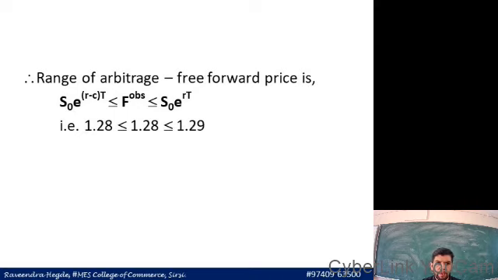So therefore the range of arbitrage-free forward price is, let us write the formula first, F_obs lies between S naught e raised to (r minus c) into t and S naught e raised to rt. So F_obs is given by 1.28, and here also I have 1.28, and here we have 1.29. I have taken only the two decimal values. So 1.28 is less than 1.29, and here 1.28 is equal to 1.28. So it satisfies.